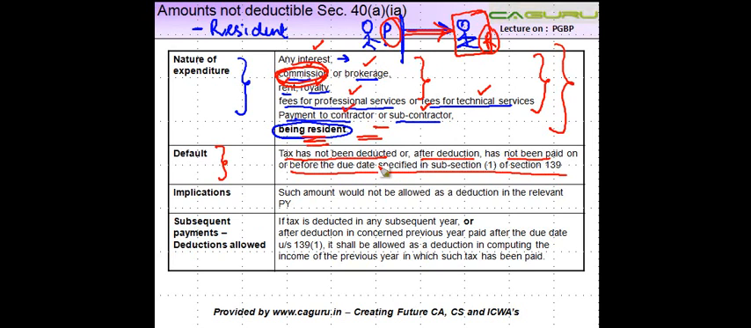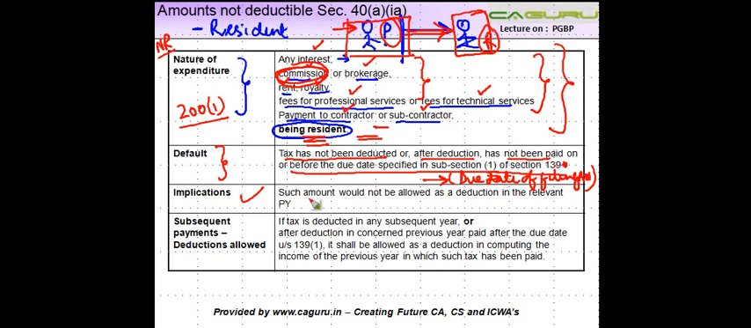So in the previous section which we noted about the non-resident, the payment was to be made within the time specified under section 200 subsection 1. Here it is 139 subsection 1, which is nothing but your due date of filing of return, right? So what we see here is, what is the due date of filing of return of P, right? If P does not deduct tax, then this amount is not allowed as a deduction, or P deducts tax but he does not deposit it with the government before the due date of filing of return of income. Whose return of income? P's return of income.